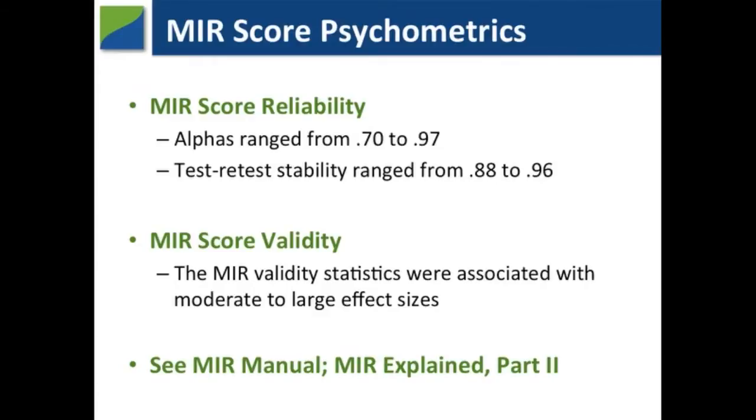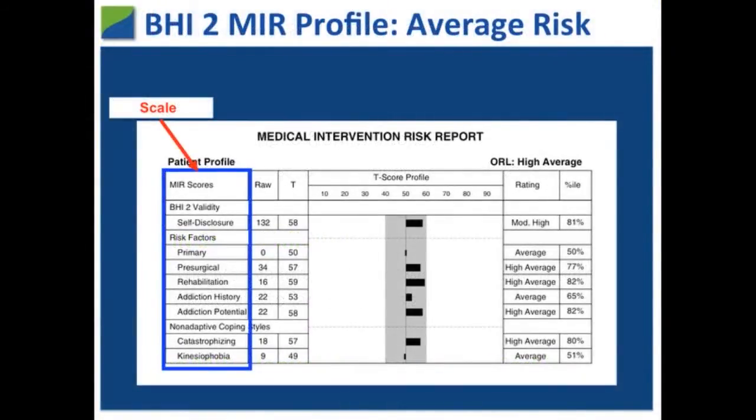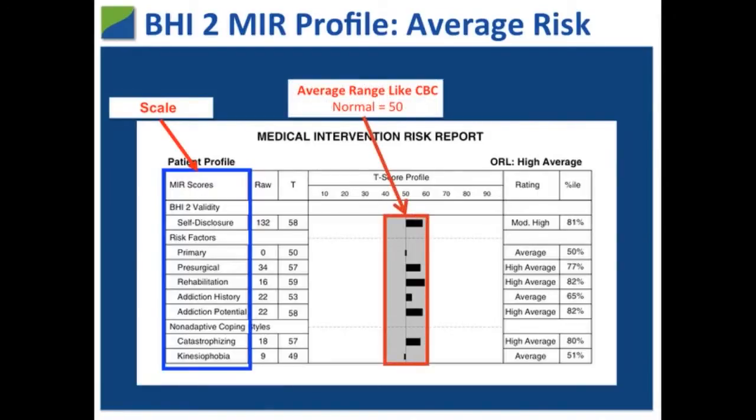Let's take a look at the MIR report itself. Here's a view of the MIR profile. On the left, you can see the names of the various MIR scales. In the middle of the profile, you can see a gray band, which is the normal range. It's plus or minus 1 standard deviation.